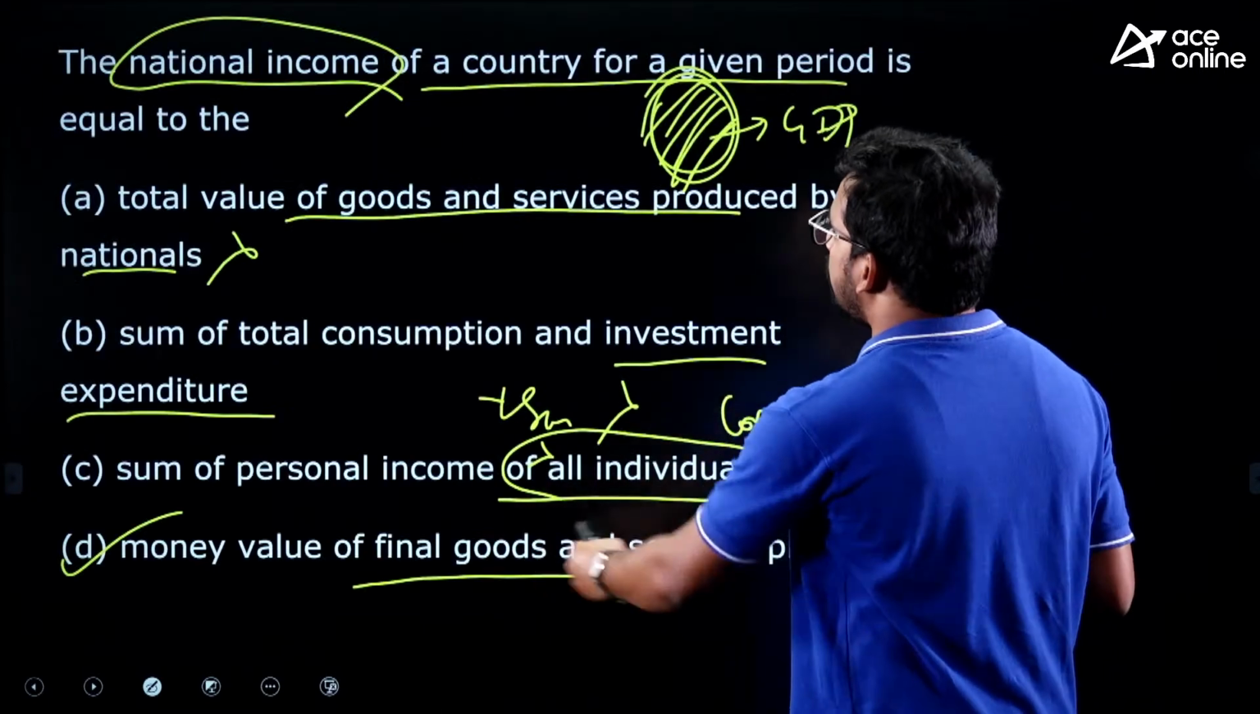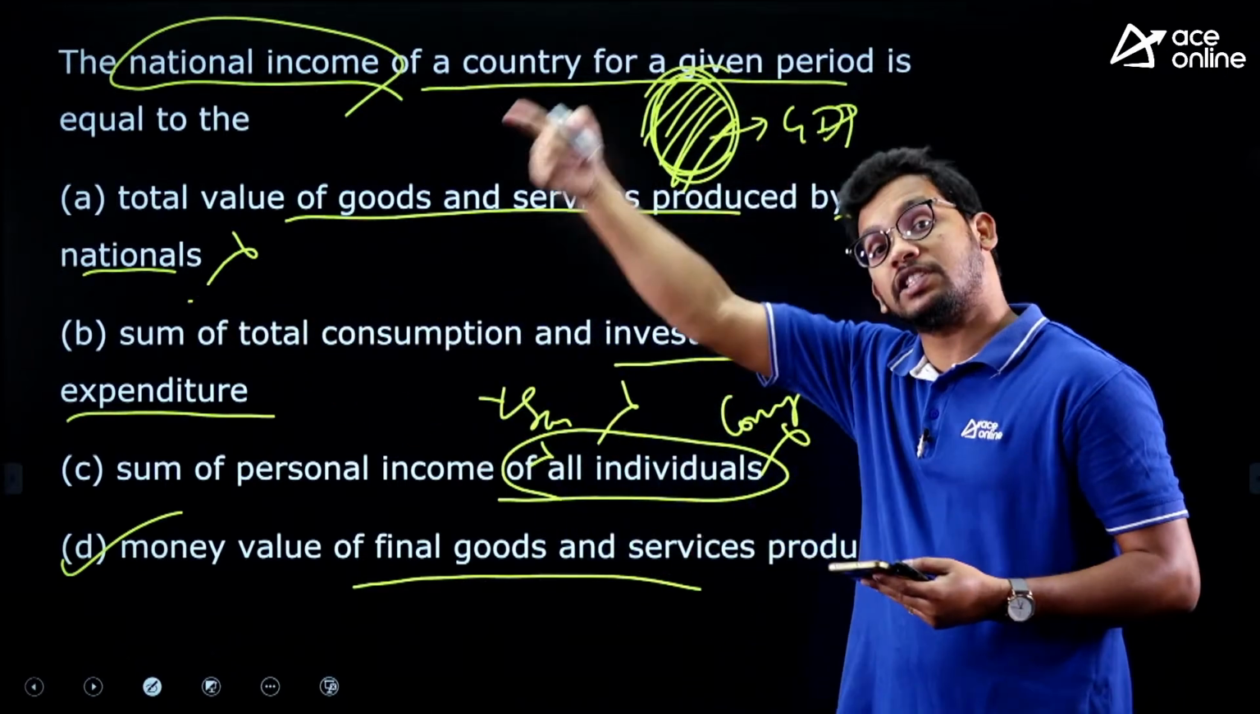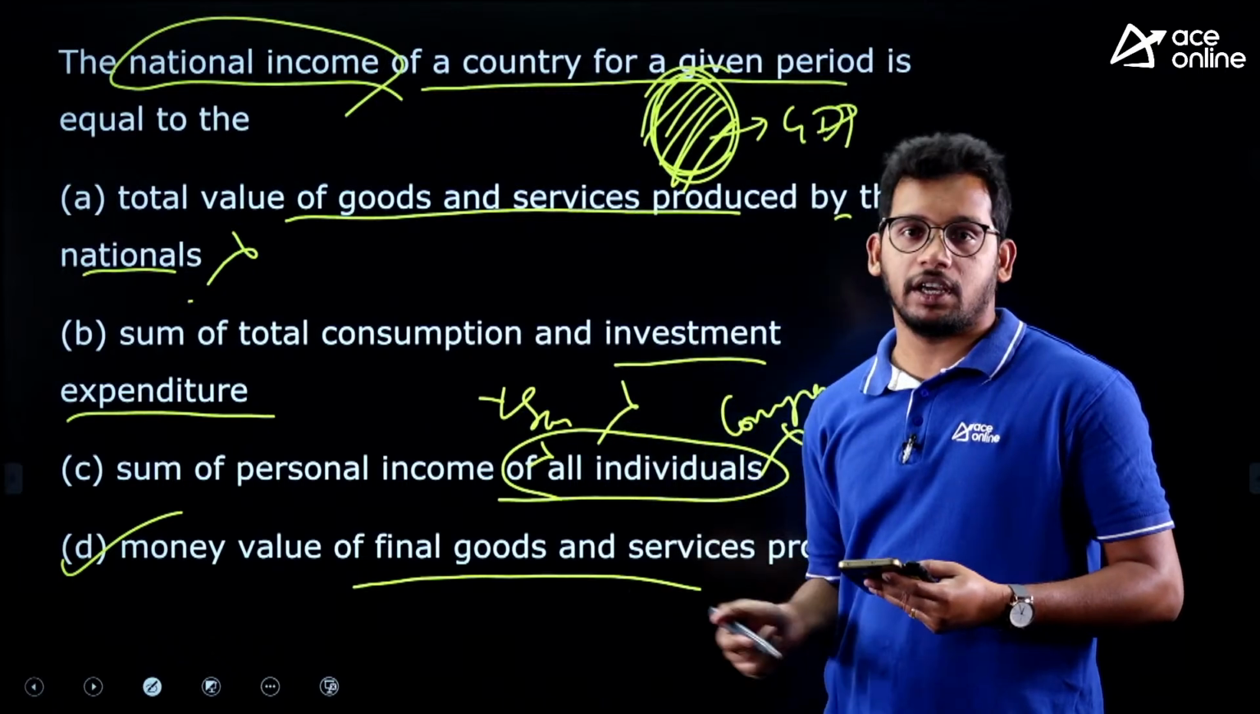Jahnavi, the answer is D, because it is not about nationals. As I said, it is about the territory. Please watch the first question video. You will understand very clearly, right?